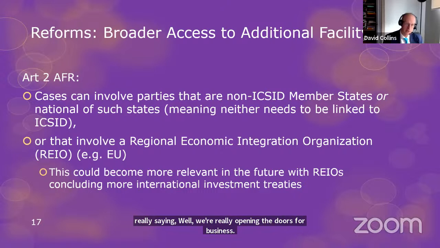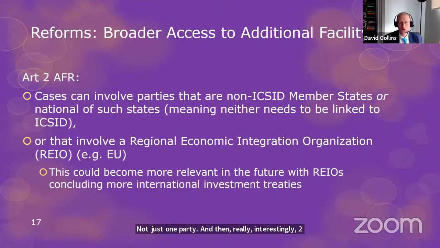And then really interestingly, under Article 2 of the AFR, you can also have ICSID taking jurisdiction over a matter that involves a regional economic integration organization, REIO, which is an acronym you may not have heard of before, but it basically means something like the EU, a supranational organization. In fact, I think it really is about the EU. Although interestingly, I imagine it could potentially include ASEAN or even the CPTPP at some point in the future.